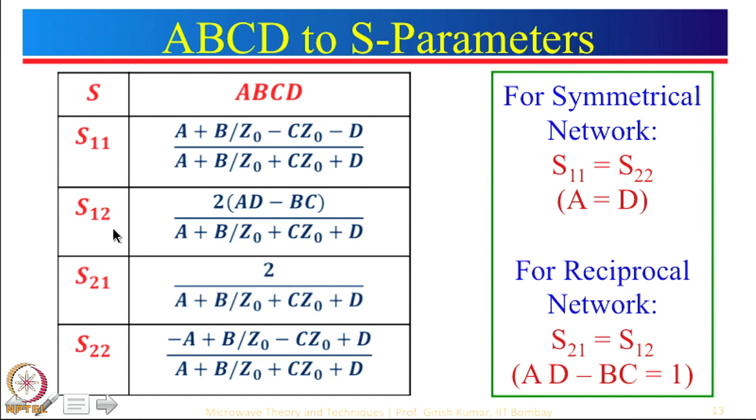Now, let us just look at S12 and S21. See the numerator, this is 2 times AD minus BC, and this is only 2. And we had seen that for a reciprocal network, AD minus BC is equal to 1. So, if I put AD minus BC equal to 1, this will be 2, and this will be 2. So, you can say that S12 will be equal to S21. So, if the network is reciprocal, then S21 will be equal to S12, or we can say AD minus BC is equal to 1. Now, of course, in the books, they have also given how to convert from S parameter to ABCD, but actually speaking, most of the time that is not required, but if at all you require it for some other purpose, you can always see the textbooks which I have mentioned to you.